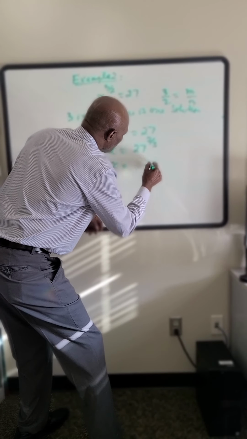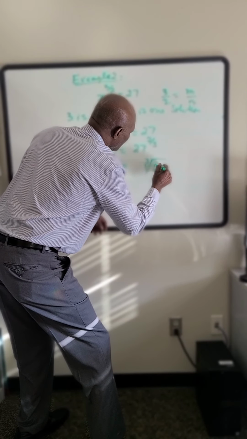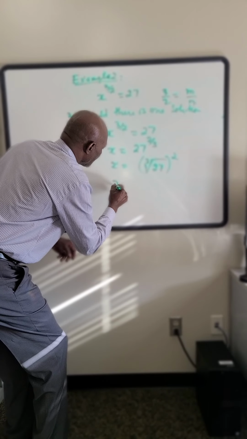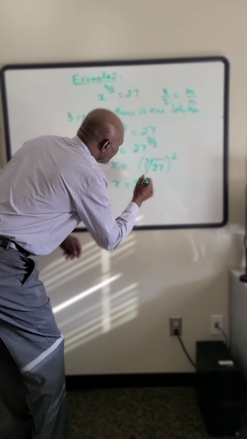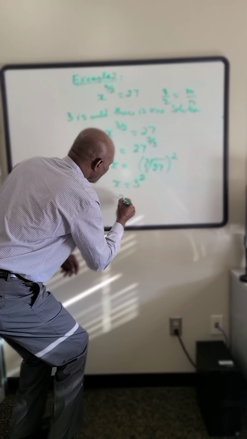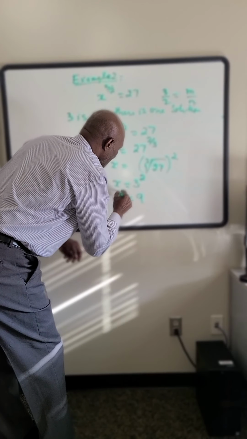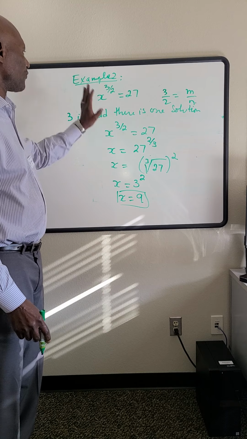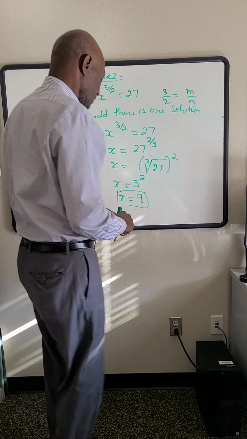What is 27 to the 2/3? It's just the cube root of 27 squared. So x equal 3. Cube root of 27 is 3, so 3 squared. x equal 9. So this is our solution here. You can verify it from the original equation.